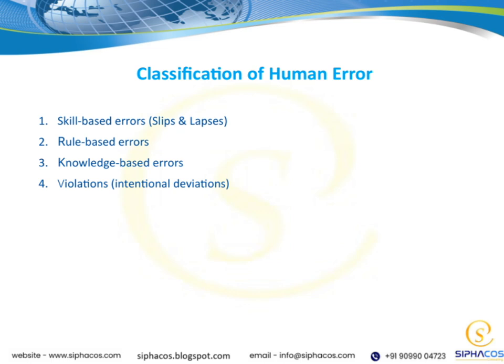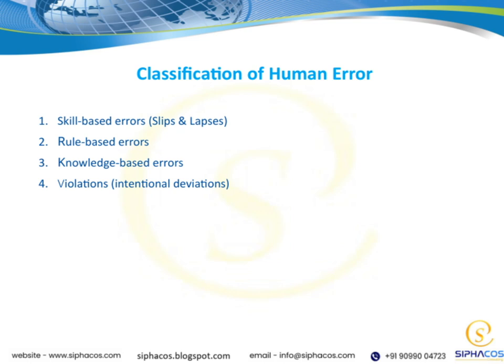Then, we have knowledge-based errors, which happen when someone faces a situation outside their experience or expertise and has to problem-solve on the spot. These can lead to errors because the individual doesn't have the necessary information or understanding. Lastly, there are violations, which are deliberate deviations from standard procedures or rules. These are intentional acts, often driven by time pressures, complacency, or perceived shortcuts. Recognizing these different types of errors is crucial because it helps us develop targeted strategies to prevent them and improve safety overall.